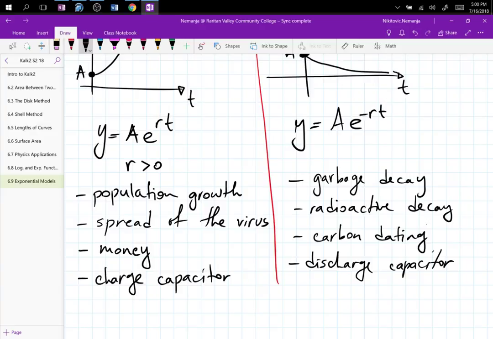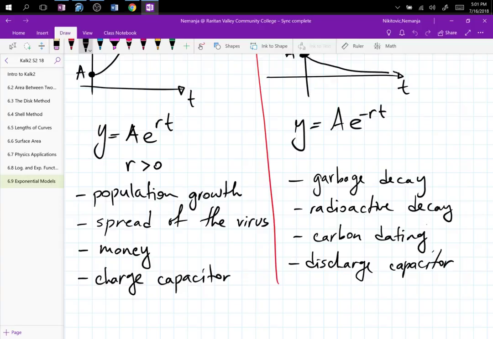So that we can observe all of these different areas of human endeavor, and we see that pretty much everything we do is covered by exponential functions. Population growth is biology, and there is a lot of medical stuff. The spread of a virus relates to medical research. Money is economics. Charging a capacitor is engineering, electrical engineering.